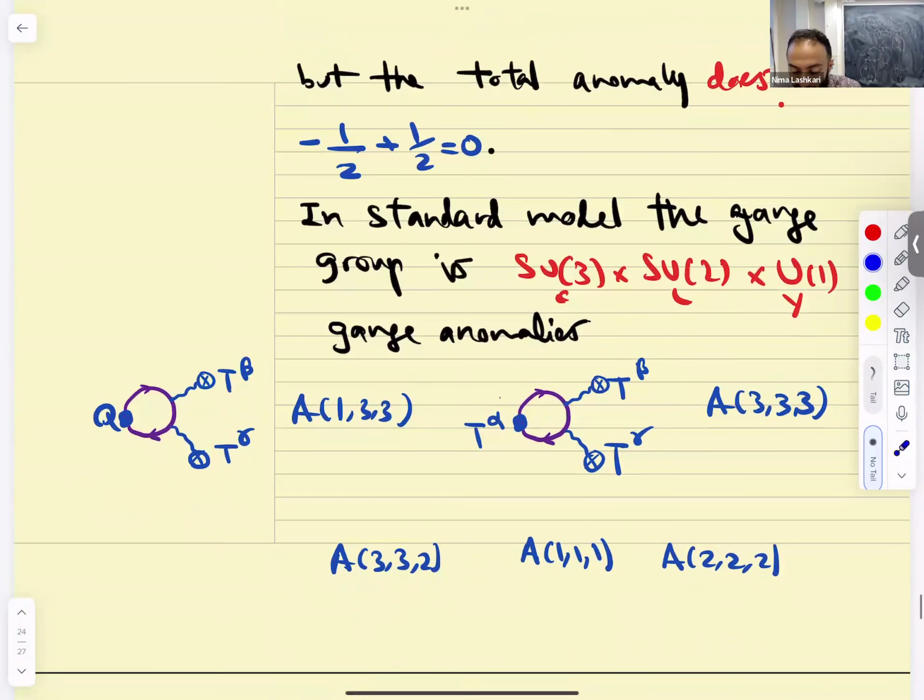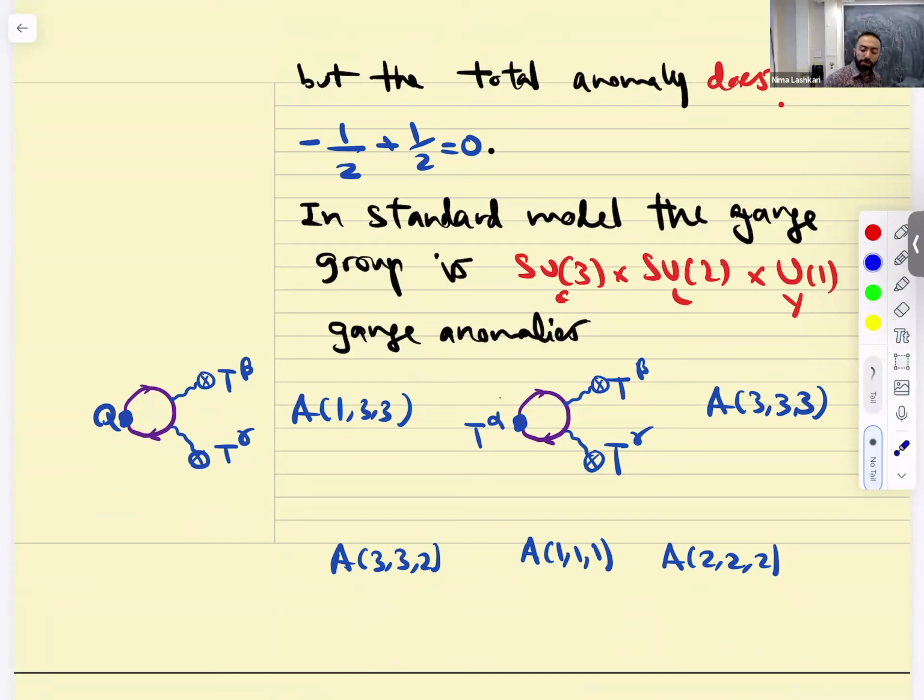So in the standard model, the gauge group is SU(3) color, SU(2) left times U(1) hypercharge. Let's do this. I have all of these, right? I have A333, A133, A332, A111, A222. A222 we said is 0. A333 is also 0 because of the relations for Gell-Mann matrices. Now let's calculate A33. Too many threes. So it corresponds to this.